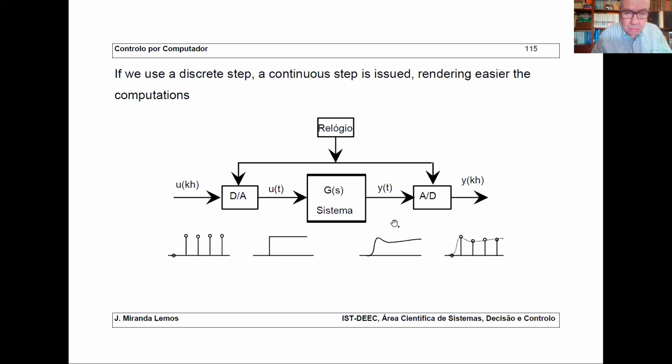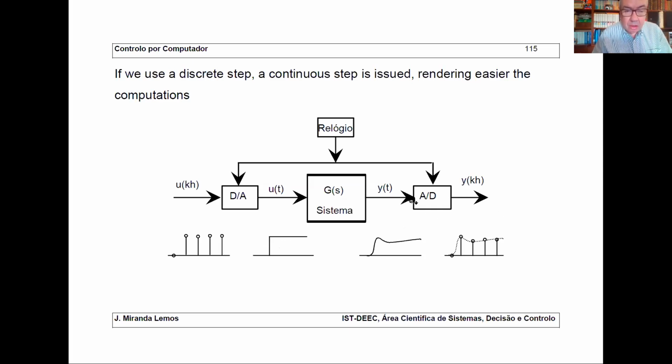And now I have y of s, and I want to compute y of t. What do I do? Inverse Laplace. So y of t is the inverse Laplace transform of u of s times g of s. Now, u is not an arbitrary signal, it's a step. So what is the Laplace transform of the step? It's something that you know. 1/s. So y of t is the inverse Laplace transform of g of s divided by s. And now to compute y of kh, you just take t equal to kh.